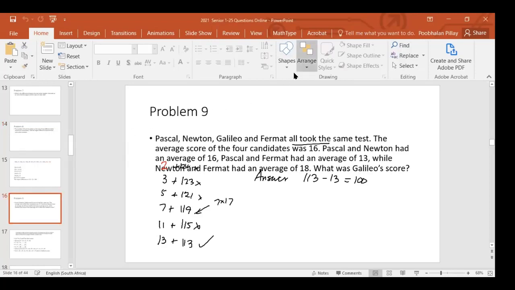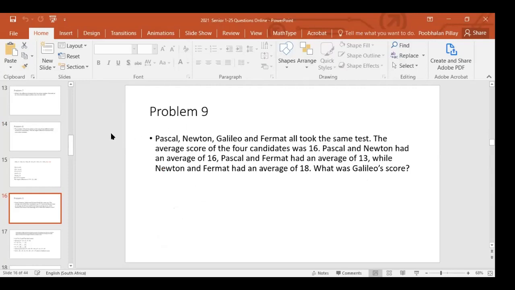We'll go to problem number 9 now. Problem number 9 says, Pascal, Newton, Galileo, and Fermat all took the same test. The average score of the 4 candidates was 16. So they took the test and the average score was 16. Pascal and Newton had an average of 16, and Pascal and Fermat an average of 13, and so on and so forth.